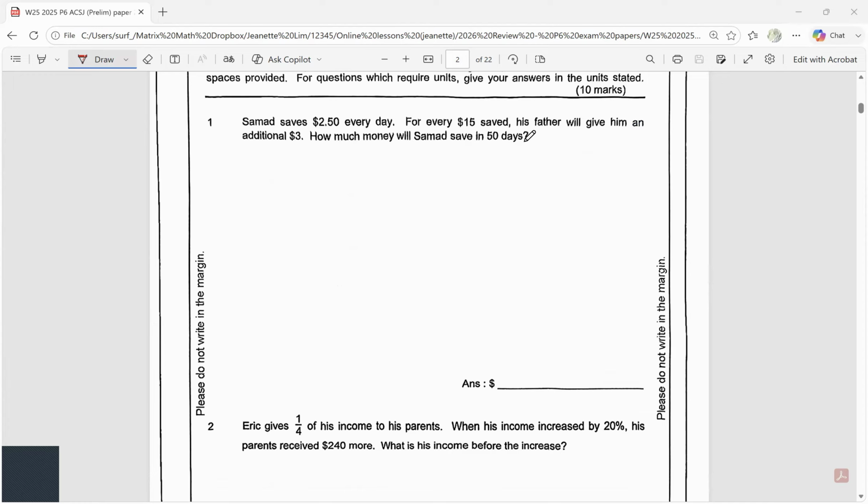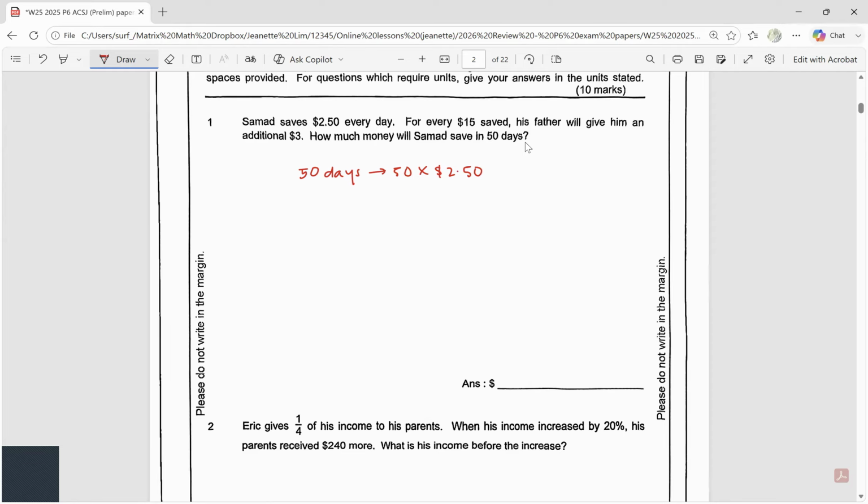Okay, so in 50 days, if he's going to save $2.50 every day, how much would he have saved? That would be 50 times 2.50, which is $125. That's just saved by him alone. But for every $15 that he saved, his father will give him an extra $3. So we need to find how many groups of the $3 he is getting.